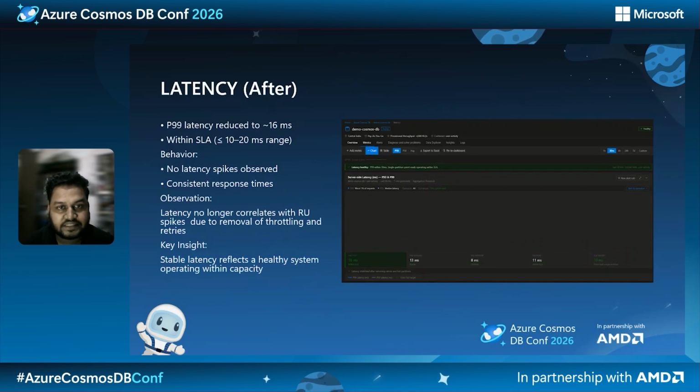Now, looking at latency after the optimizations, P99 latency has dropped to around 60 milliseconds, which is within an acceptable SLA range. We no longer see sudden spikes and response times are consistent. Earlier, latency was directly correlated with RU saturation and retries. Now that those issues are resolved, latency remains stable. This is a strong indicator that the system is operating within its capacity and performing efficiently.